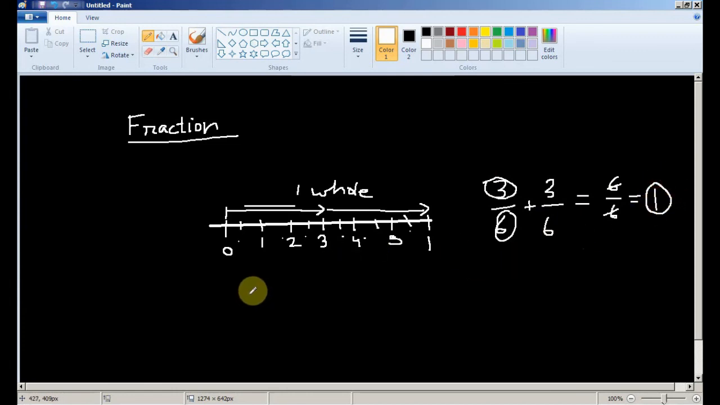Okay, so in the next video, I'm going to show you fractions that are more than 1. So far we have limited ourselves to fractions that are within 1, but what if the sum of the counting is more than 1? So what about them? This we'll discuss in the next video.